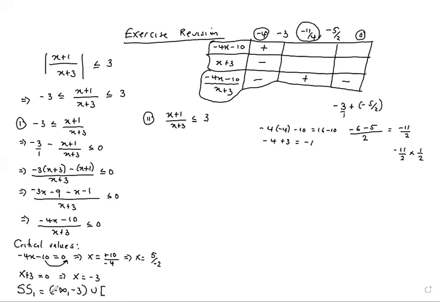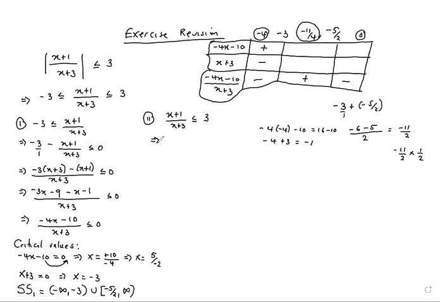But -5 over 2 is coming from the numerator, so we can include it because we have less or equal to. So first piece sorted out. We have the second piece.